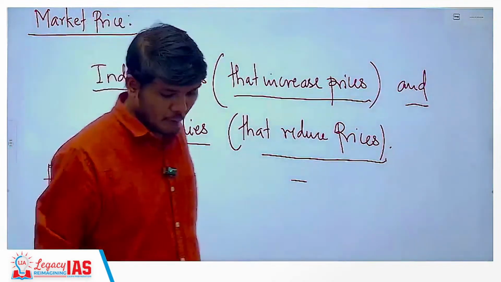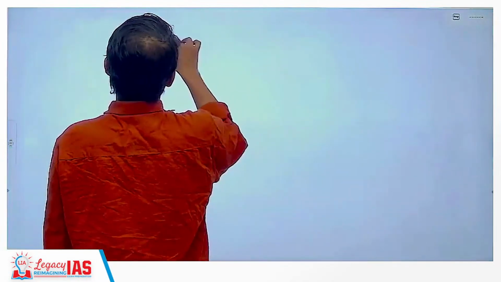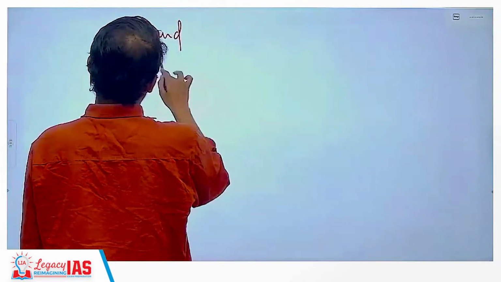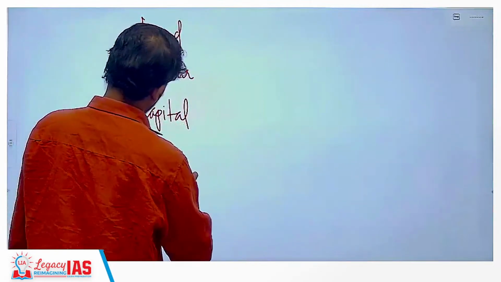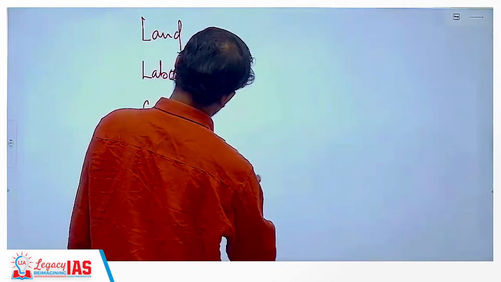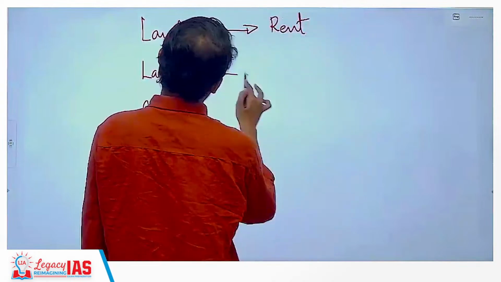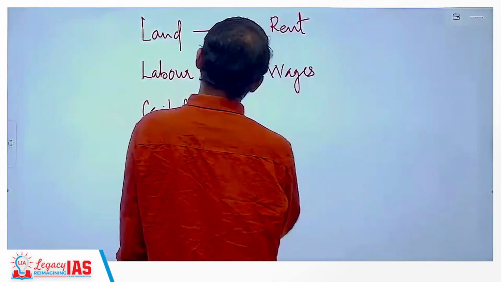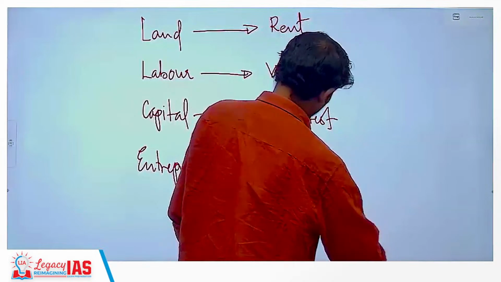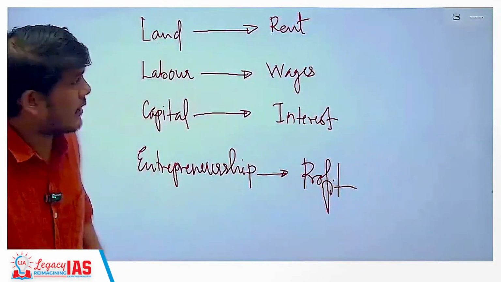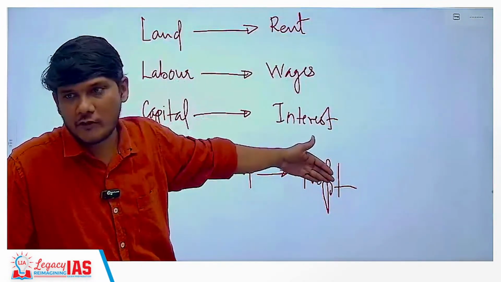ठीक है, अब फैक्टर्स ऑफ प्रोडक्शन क्या होते हैं लिख लीजिए. बेसिकली आई विल जस्ट टेल यू कि द फैक्टर्स ऑफ प्रोडक्शन आर लैंड, लेबर, कैपिटल एंड एंटरप्रेन्योरशिप. Right? So for land, basically the amount is rent. Here you have wages, here you have interest, here you have profit. So to produce any particular thing, these are the factors of production that would be required, and these are the associated cost of those factors of production.